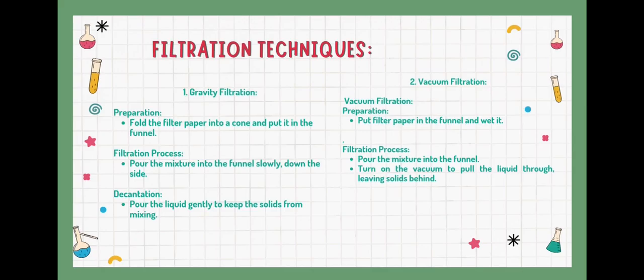Vacuum filtration. Preparation: put filter paper in the funnel and wet it. Filtration process: pour the mixture into the funnel. Turn on the vacuum to pull the liquid through, leaving the solid behind.